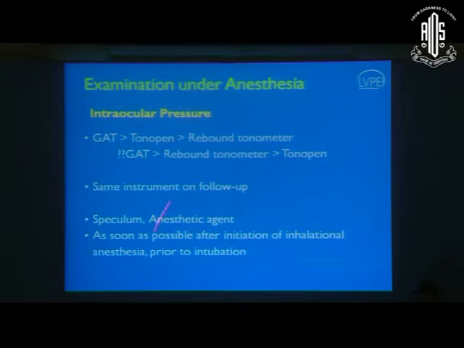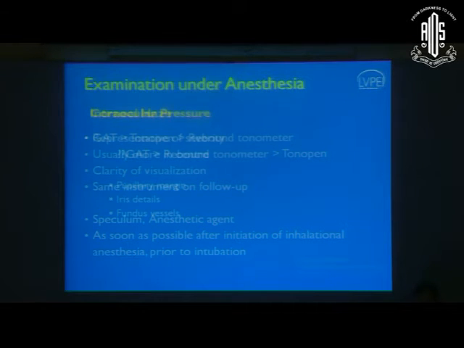Now, intraocular pressure, as we have discussed, is best measured by Goldmann applanation tonometry using a Perkins tonometer. Tono-Pen and rebound tonometer are the other equipment that can be used, but they probably tend to overestimate the IOP. Ideally, we should use the same instrument on follow-up. We need a speculum and appropriate anesthetic agent, and very important, as soon as possible after initiation of inhalation anesthesia and prior to intubation, because that is when the IOP is closest to normal.